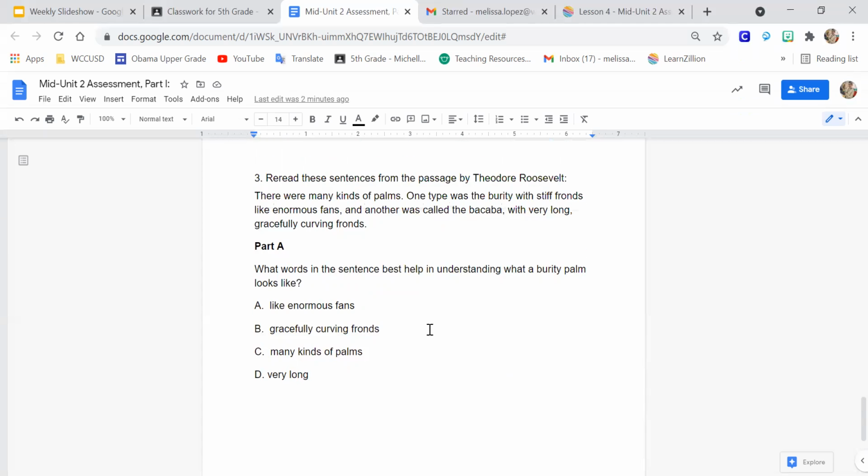So which words in the sentence best help in understanding what a Burity palm looks like? Okay, and you can either highlight or you can underline your answer.